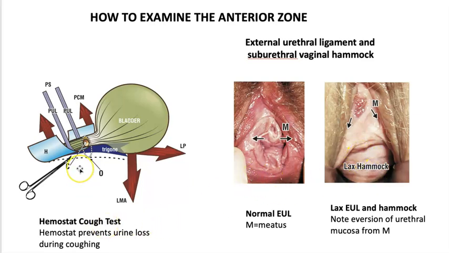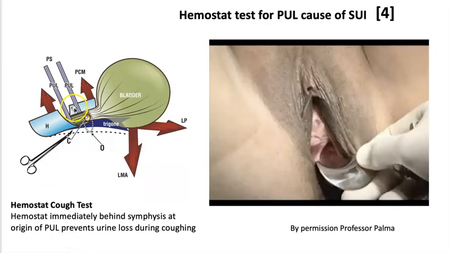Now the hemostat is the only way to diagnose a pubourethral ligament defect. Hemostat test: the hemostat is placed immediately behind the symphysis. There's the symphysis here, you put it behind the symphysis, and what it does, it supports the pubourethral ligament and prevents these muscles pulling it down when the patient coughs.